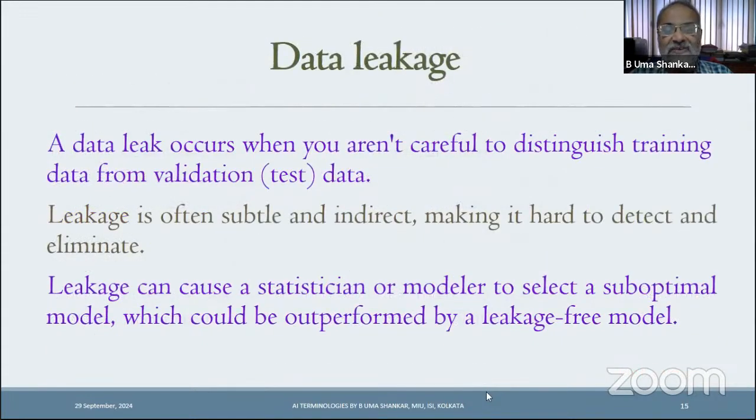Data leak occurs when you are not careful to distinguish training data from validation data. Leakage is often subtle and indirect, making it hard to detect and eliminate. Leakage can cause a statistician or a modeler to select a suboptimal model, which could be outperformed by a leakage free model.